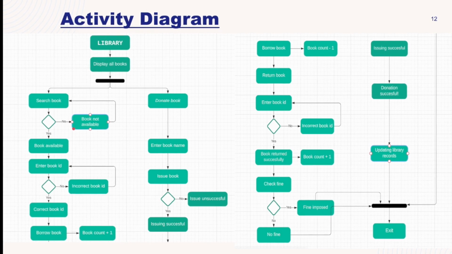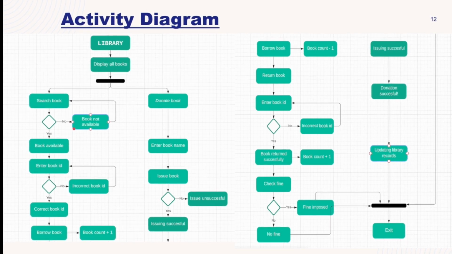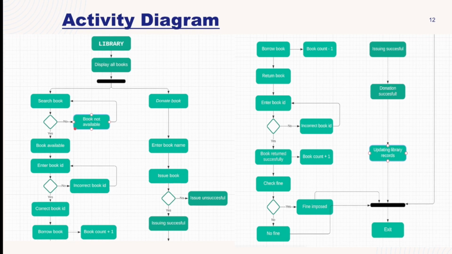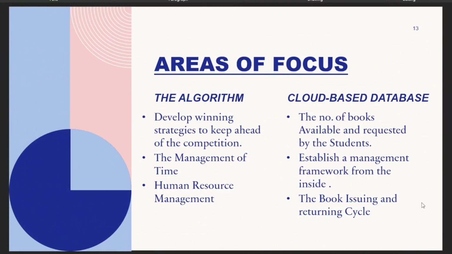Then it will check for fine, that is, if the book was returned late or on time. And if there's a fine, then that will be imposed on the user and the program will end. Or in the scenario that there's no fine, then the interface will display the appropriate message and the program will end. The next page is about areas in which the project focuses.